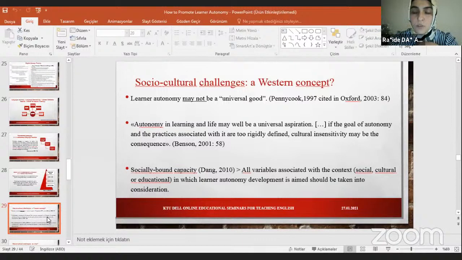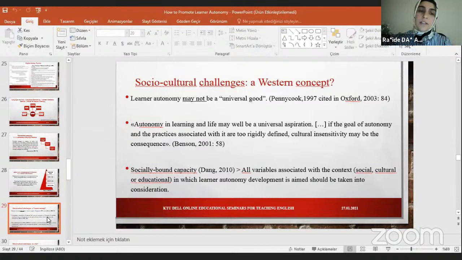Because if the goal of autonomy and autonomous learning is your own goal, you should be aware that autonomy in learning and life is a universal aspiration. So everyone wants to have autonomy in their own life. So why don't you, as a teacher, have autonomy in your teaching as well? Why don't you help your learners to have autonomy in their learning process as well?